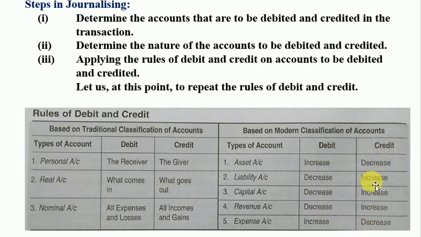So again, we have discussed the rules of debit and credit, and with the help of these rules of debit and credit, we can record the journal entry in books of accounts. Got it? So please learn all these rules, and with these rules only we can record all business transactions. Clear? So let's start with a question.